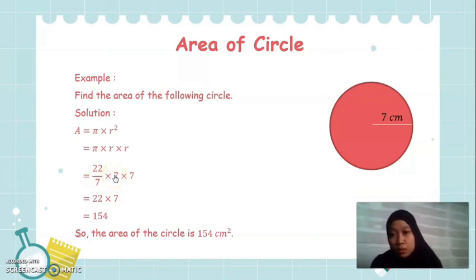So A equals 22 times 7. We multiply 22 by 7, and the result is 154. So the area of the circle is 154 centimeters square.